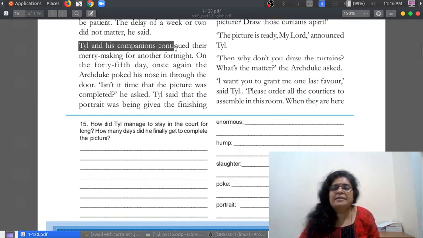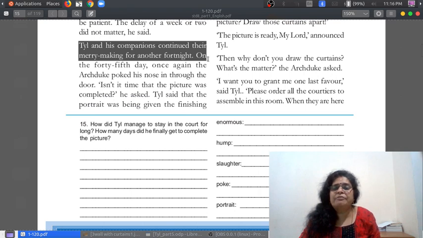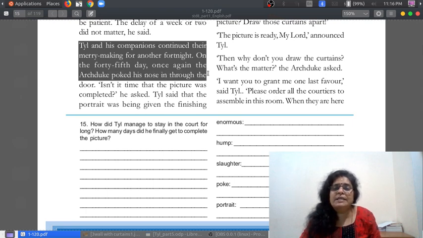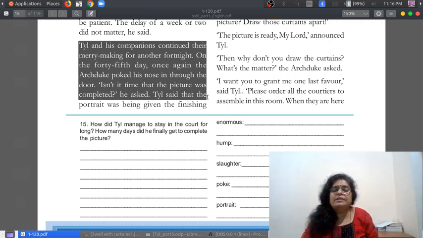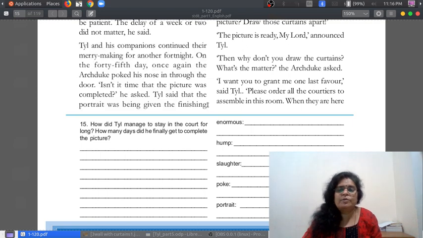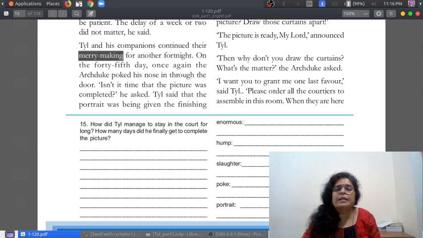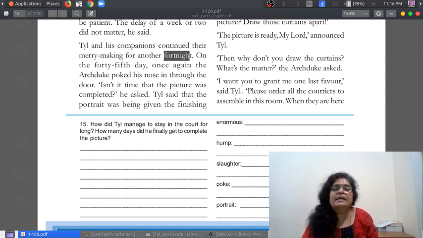Till and his companions continued their merrymaking for another fortnight. On the 45th day, once again the Archduke poked his nose in through the door. "Isn't it time that the picture was completed?" he asked. Till said that the portrait was being given the finishing touches. Okay. Till and his companions continued their merrymaking. What do you mean merrymaking? Their happy, joyful life. For another fortnight. What do you mean by fortnight? Two weeks. The time of two weeks. It's a unit of time.